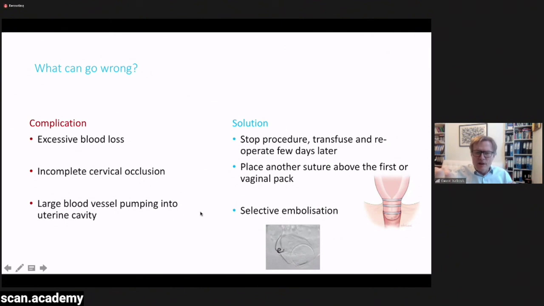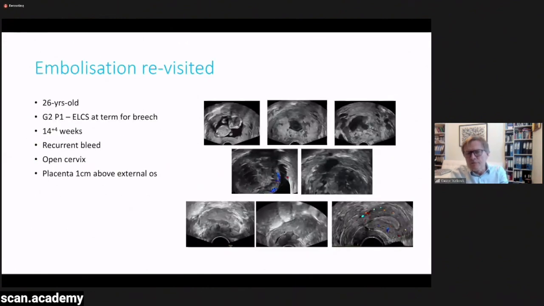There's another case which again changed my practice only a few years ago. This woman came. She was from north of England. She was 14 weeks pregnant, young woman, desperate to keep fertility, bleeding for several weeks. Pregnancy was 14 and a half weeks. The cervix was open. She had bled recurrently, and the placenta was only 1 centimeter from the external os. In that case, I think the chance of this pregnancy progressing is virtually zero. And she opted for termination of pregnancy.